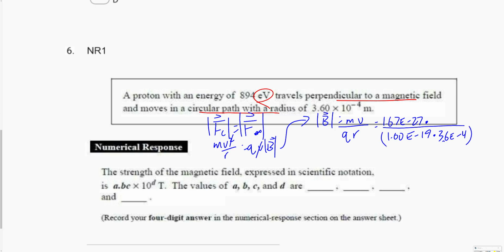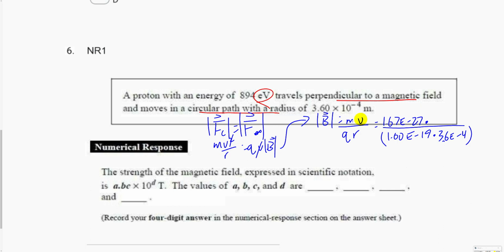Okay, we got to find V. How do we find V? What other information do we have that might allow me to find the speed of a charged particle? Well, there's got to be something else here. Look for something else. Have you done a question like this before?